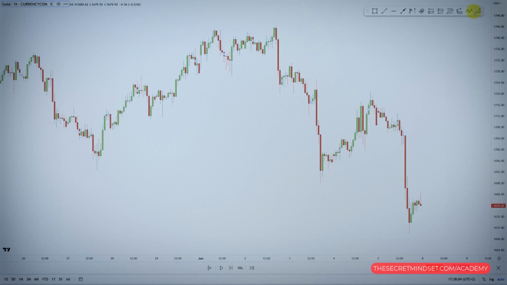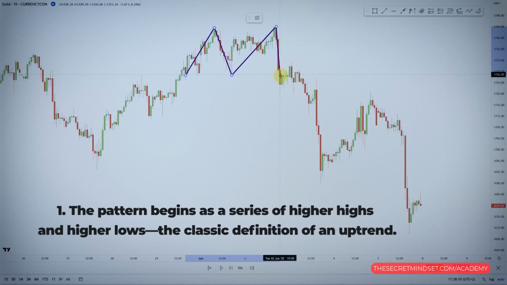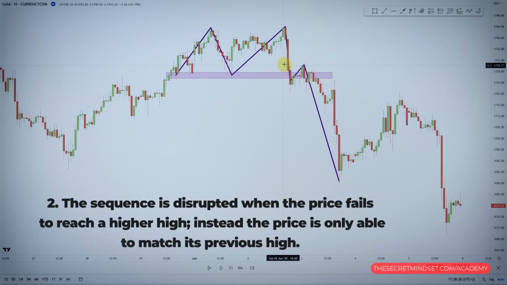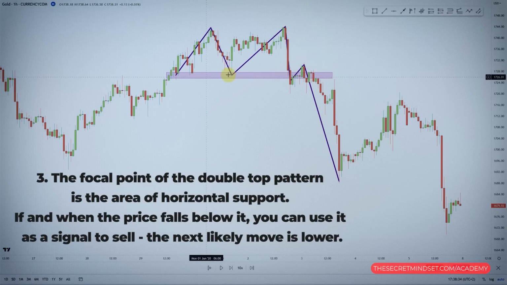If you understand the concept of a head and shoulders pattern, the bearish double top should be easy to follow. First, price must form a series of higher highs and higher lows, the definition of an uptrend. The sequence is disrupted when the price finally fails to reach a higher high. Instead, the price is only able to match its previous high. The two highs don't have to be perfectly symmetrical. The focal point of this pattern is the area of horizontal support. If and when the price falls below this low, you can use it as a signal to sell because the next likely move is lower.